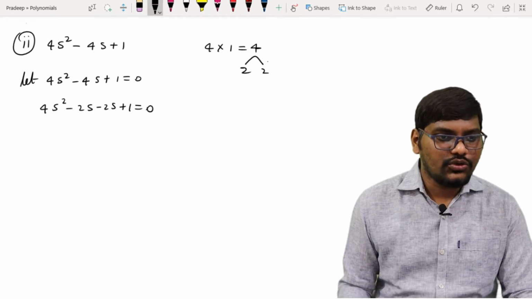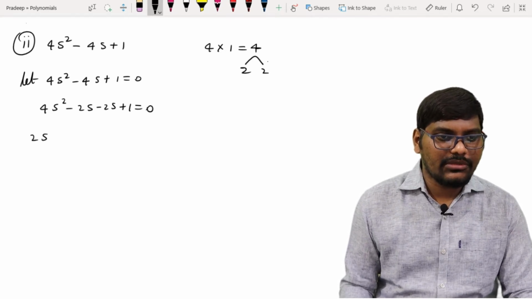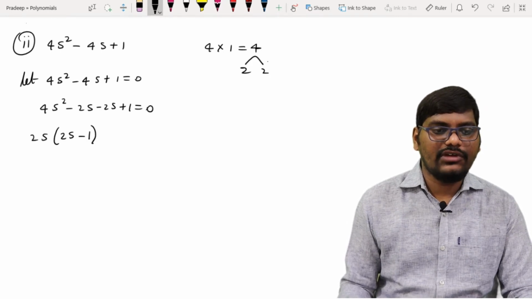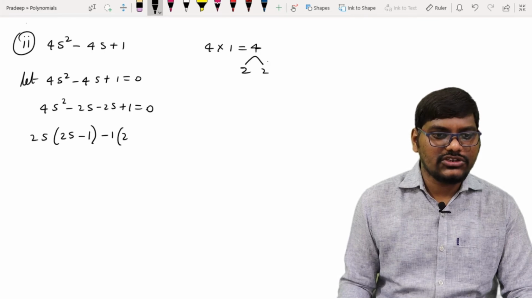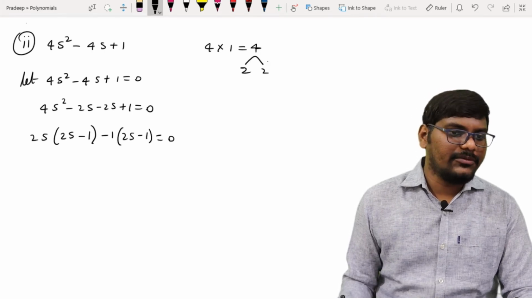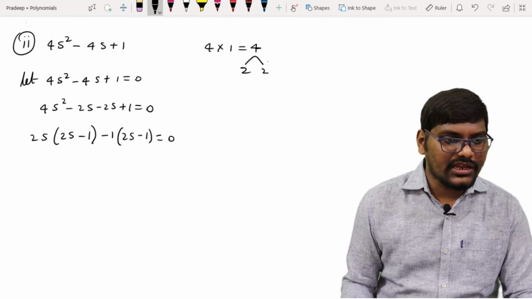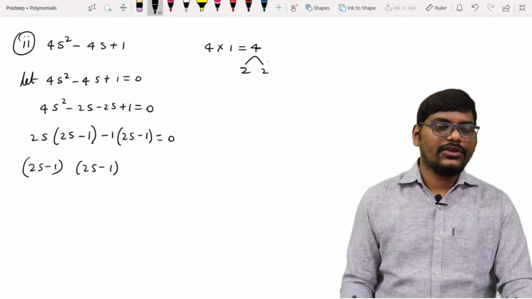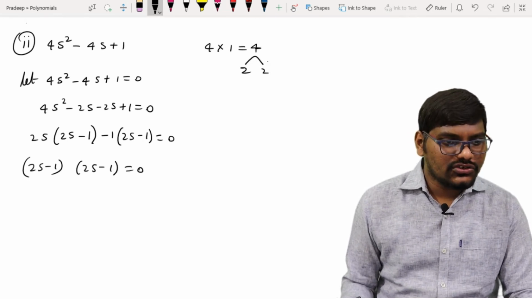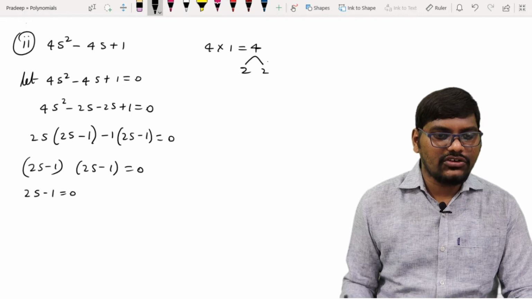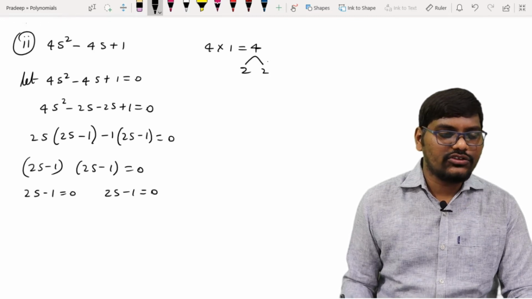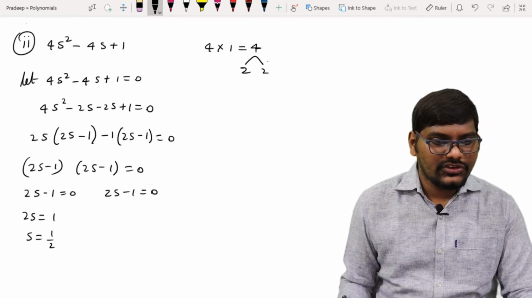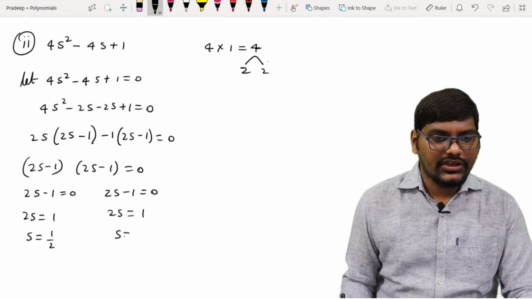So I can take 2s common. If I take 2s common, I will remain with 2s again. Here, if 1 is taken common, only 1 will remain, so I will take minus 1 common, and 2s minus 1 will remain. So overall I'll take 2s minus 1 common, and I'll be left with 2s minus 1 again. Okay, so that is equal to 0. So I'll write separately, 2s minus 1 equal to 0, and this also 2s minus 1 equal to 0. So 2s equal to 1, s equal to 1 by 2. This also 2s equal to 1, s equal to 1 by 2.